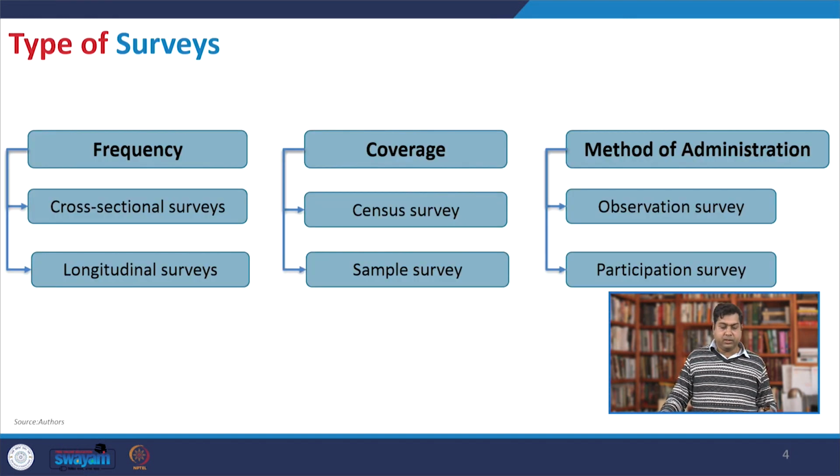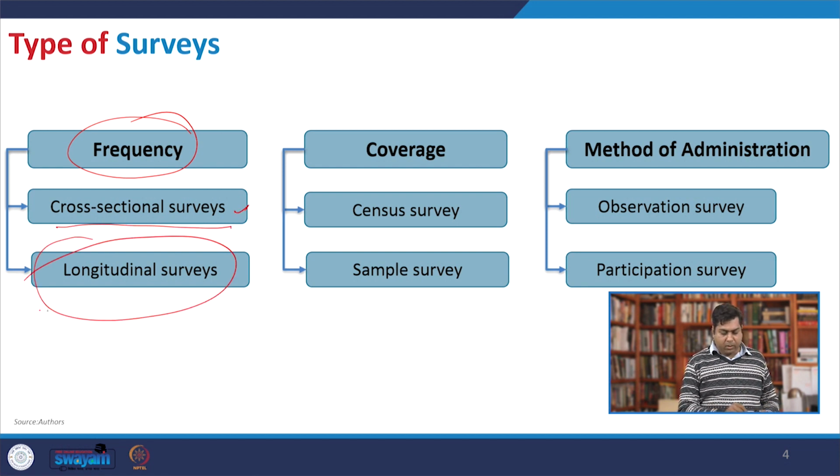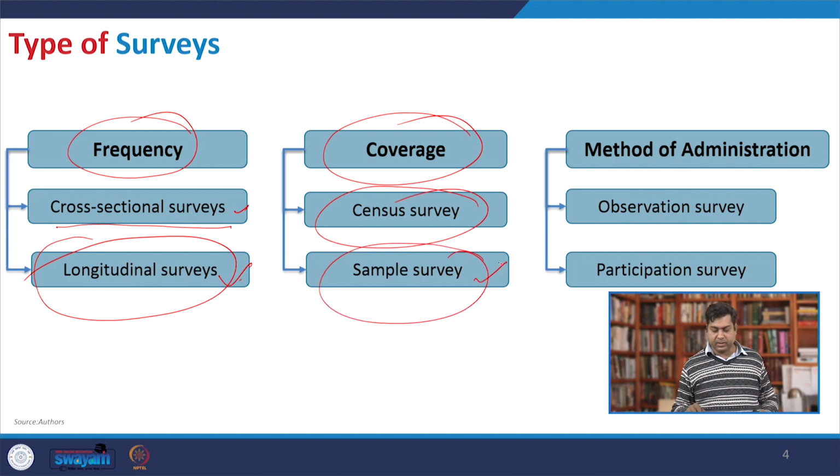Now coming to the context of types of surveys, based on frequency we have the classification of cross sectional survey, and also we have a longitudinal survey. Based on the coverage, the number, you can have the census survey or you can have the sample survey. So census survey is something like 100%, not even a sample, rather, not to use the word sample, it's the entire population survey.